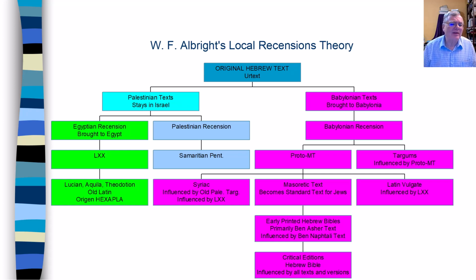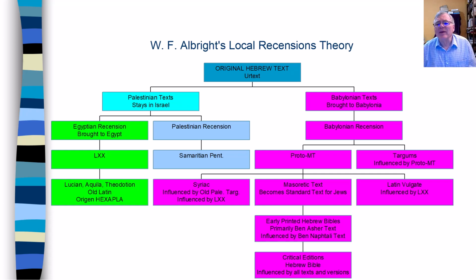And that's not unrelated to the text used by Lucian, Aquila, Theodotion, and the older Latin translations pre-Jerome, as well as Origen's Hexapla. Origen lived in Egypt, and he was influenced by this Egyptian recension of the text, which is related to the Septuagint. But then another branch of the Palestinian text is the Palestinian recension that is the precursor to the Samaritan Pentateuch. And so those are the two branches of the Palestinian text.